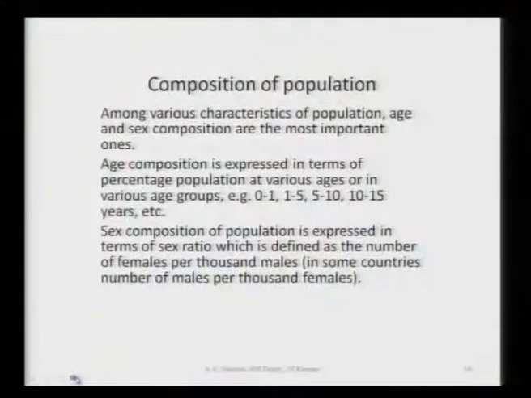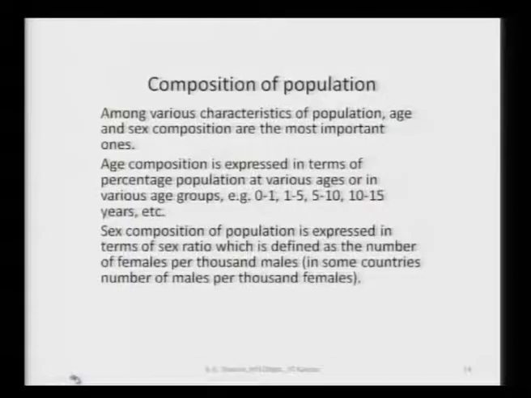The next concept in the studies of population would be composition of population. Among various characteristics of population, age and sex composition are the most important ones. Age composition is expressed in terms of percentage population at various ages or in various age groups, for example, 0 to 1, 1 to 5, 5 to 10, 10 to 15 years, etcetera. So, you can have single year age composition, you can have age composition in 5 years or 10 years; it depends on the purpose of inquiry.